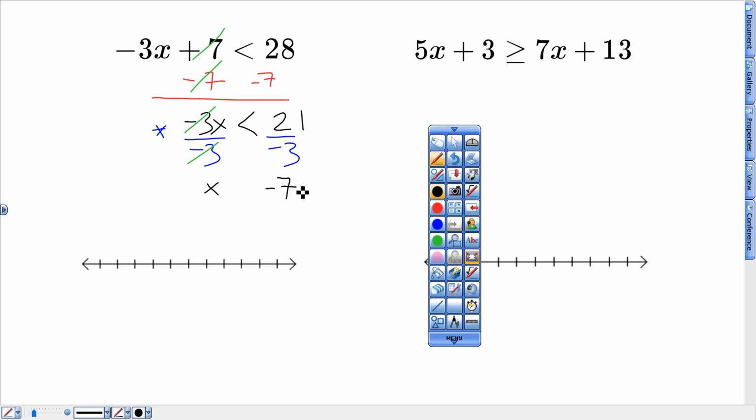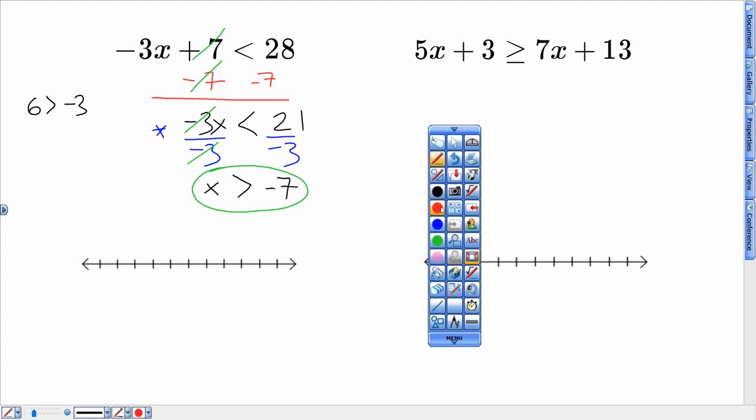To keep this inequality true, I have to change it from the less than direction to the more than direction at the end. And the reason you do this, and just write this down, is basic inequality fundamentals. 6 is more than negative 3. That is a true statement.